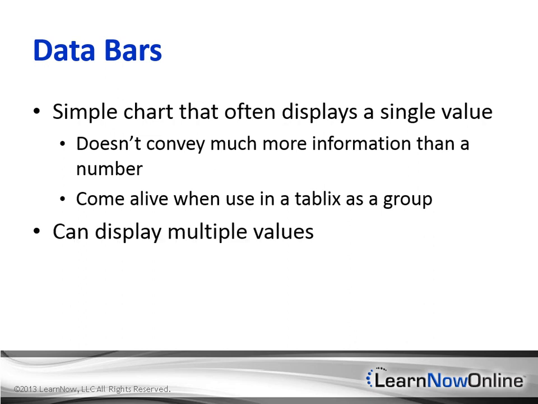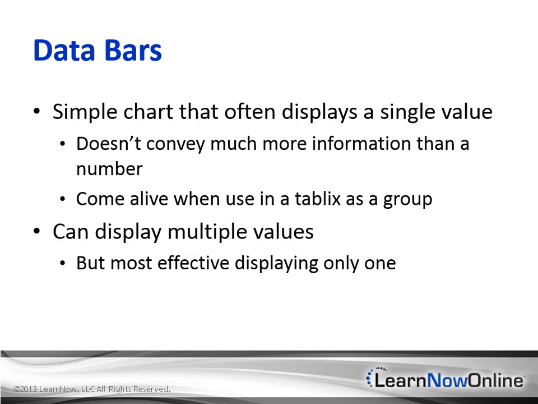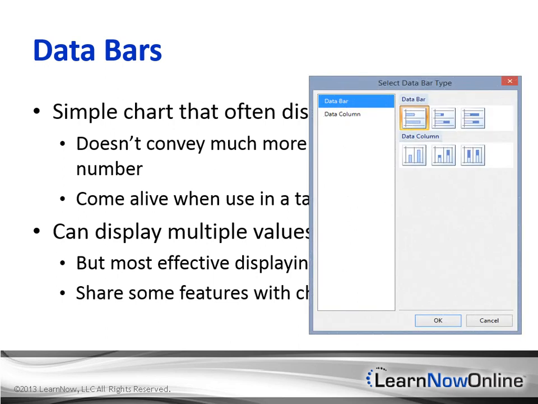Strictly speaking, data bars can display multiple values, but they're most effective displaying only one. They share the category, series, and value elements with charts, but don't have a legend, axis lines, or labels. And there are several kinds of data bars for horizontal and vertical bars, as you can see here. The stacked type of data bars can display multiple values to show category groupings, but those don't seem to be quite as useful as single values for conveying the meaning of data.